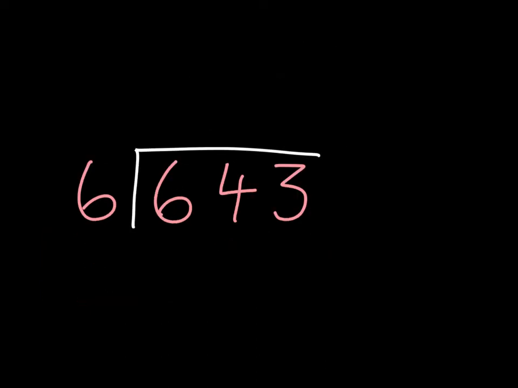For this next problem, we'll divide 643 by 6. So I'll start with a 6 digit here. How many 6's go into 6? The answer is, of course, 1. Then move on to the 4 digit. How many 6's go into 4? The answer is, of course, 0. And my 4 becomes my remainder.